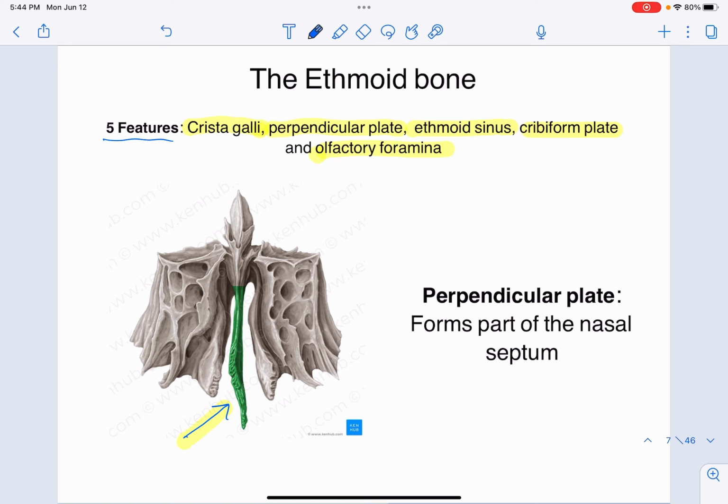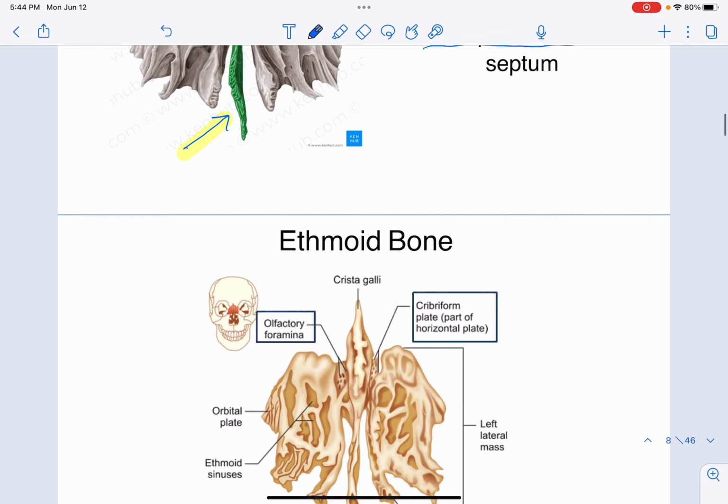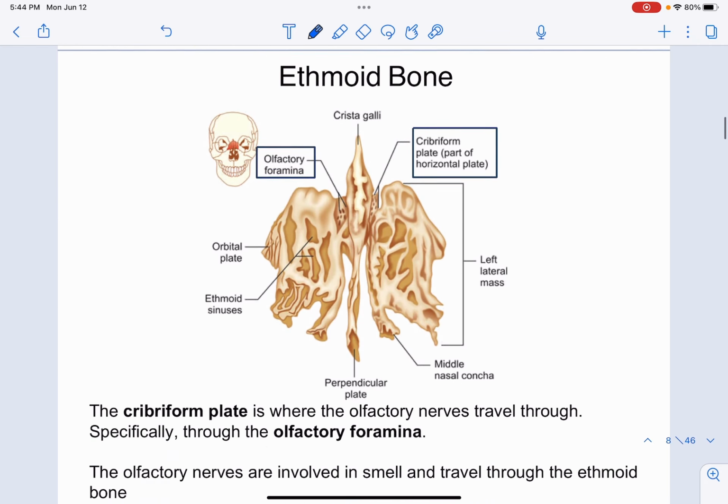So if you take the ethmoid bone and you're holding it in your hand, the first thing to do always is to orient yourself. And there's a couple of features that allow you to know what is superior, what is inferior, okay? So the perpendicular plate, which is highlighted in green, is a piece of the ethmoid bone that is going to go on to form part of the nasal septum, okay? That is the perpendicular plate. Here are a few of the other features.